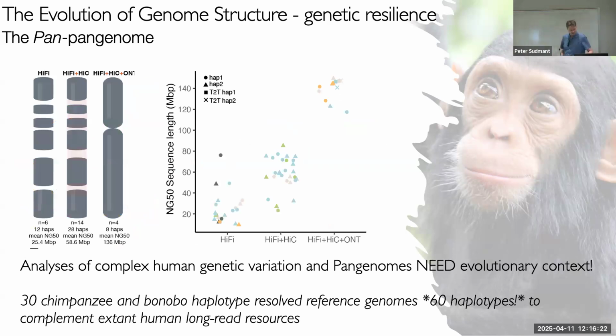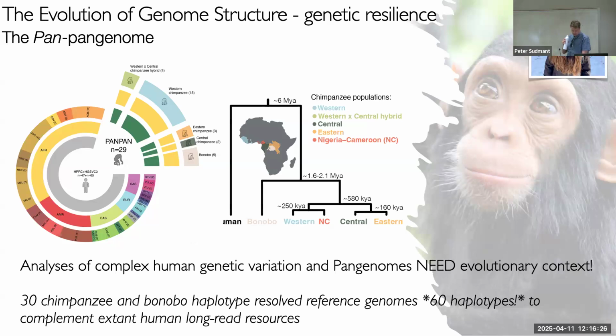So we did it, yeah. Not the bonobos. We did it from bonobos too. Okay. So we've got, well, you'll see here, we've got 15 Western chimpanzees, 4 hybrids, 3 Eastern, 2 Central, and 5 bonobos. Yeah, which is cool.